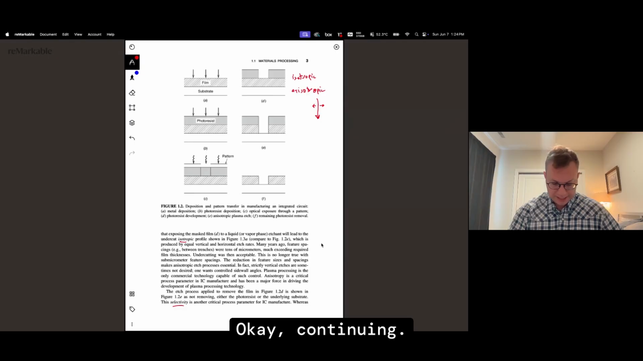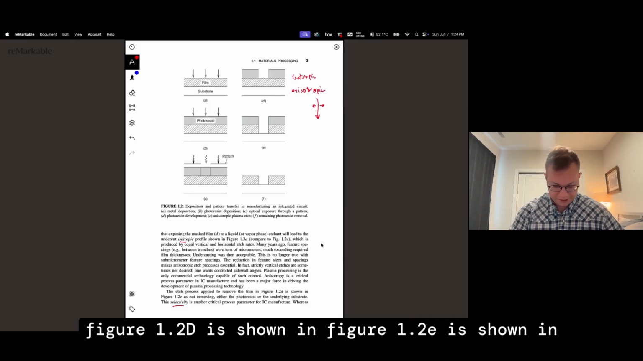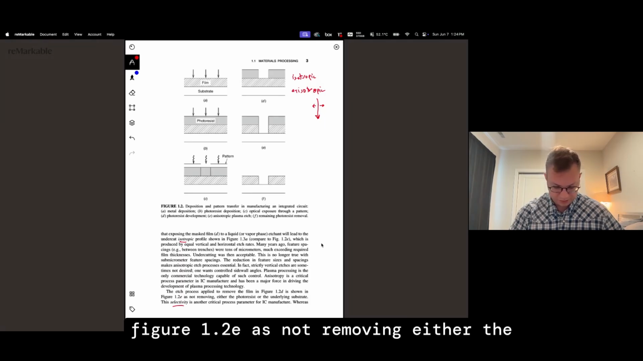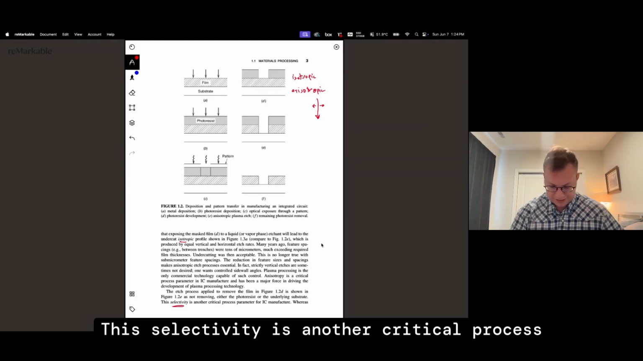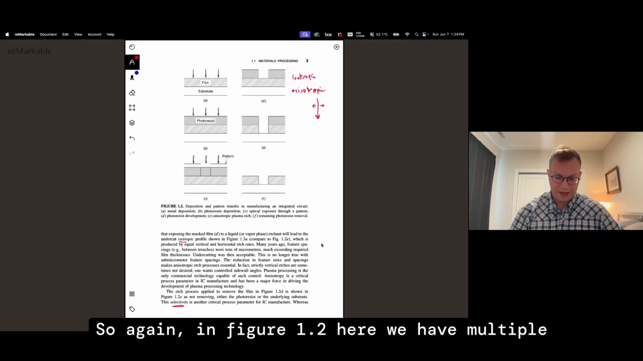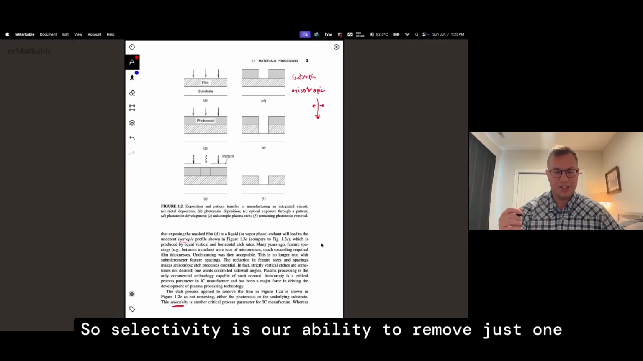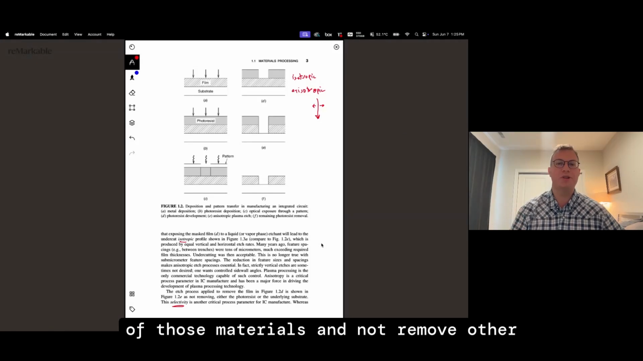Okay, continuing. The etch process applied to remove the film in figure 1.2d is shown in figure 1.2e as not removing either the photoresist or the underlying substrate. This selectivity is another critical process parameter for integrated circuit manufacturers. So again, in figure 1.2 here, we have multiple layers of different kinds of materials. So selectivity is our ability to remove just one of those materials and not remove other materials.